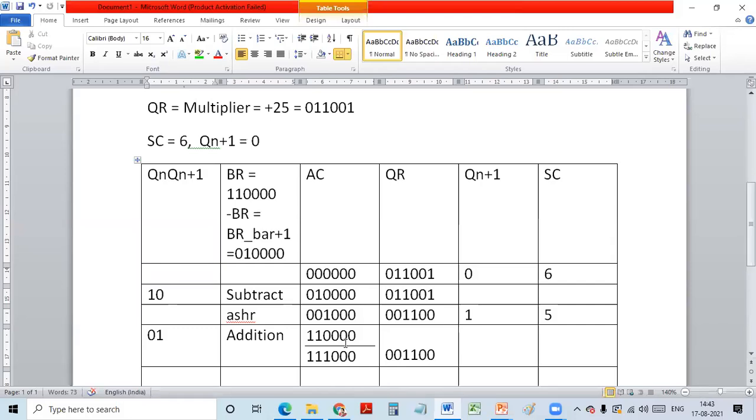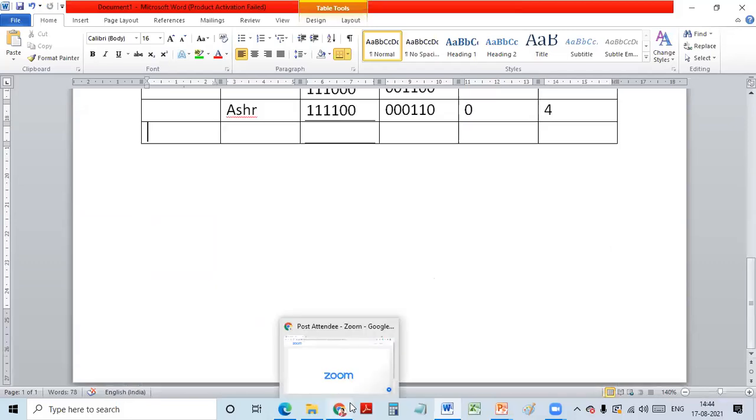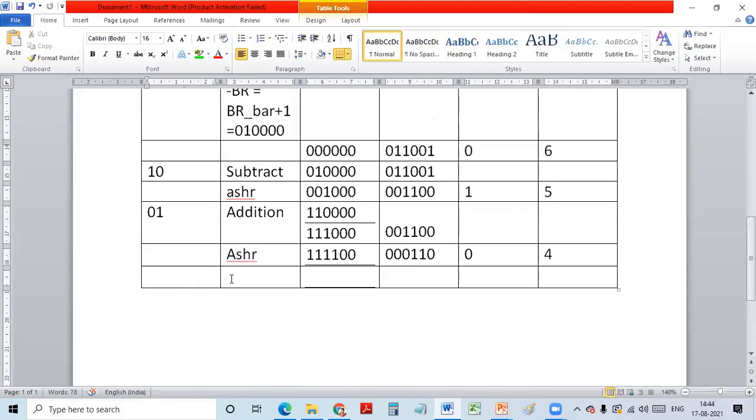Okay. After addition, what do you have to do? Again, arithmetic shift right. So in arithmetic shift right, the most significant bit is 1 here. So the newly added MSB is equal to the previous MSB, that is equal to 1. Okay. Arithmetic shift right happened and the sequence counter decreased by 1. Right. This completes the second cycle. For the next cycle, now what is Qn?